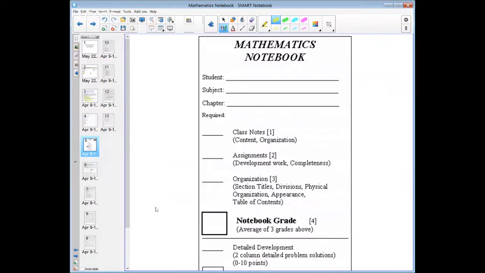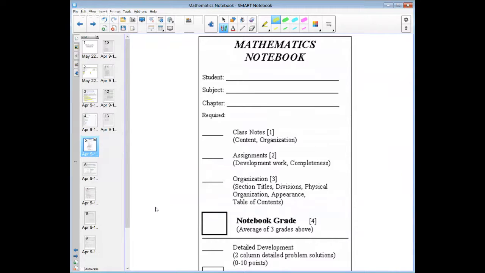Completeness: did you do the whole assignment? Did you do all parts of the problems that were assigned to you? And then number 3, organization. What I just showed you, the section titles, the divisions, like 1.1, is it physically organized? I've actually had students hand in notebooks where the pages weren't in the right order, for example. I mean, that's not organized.